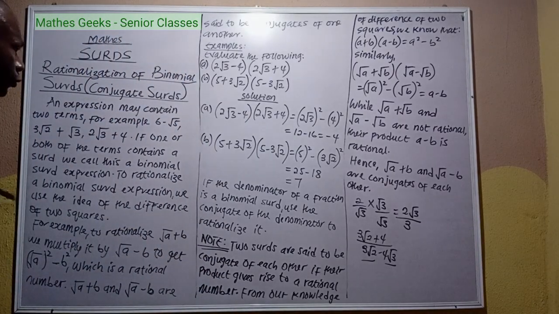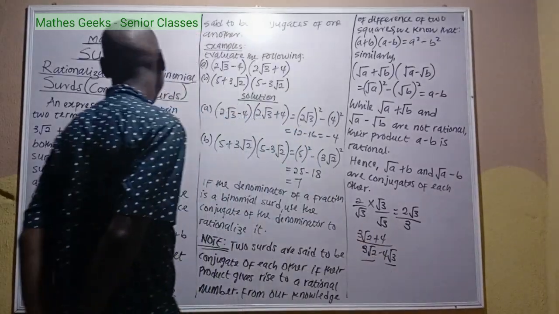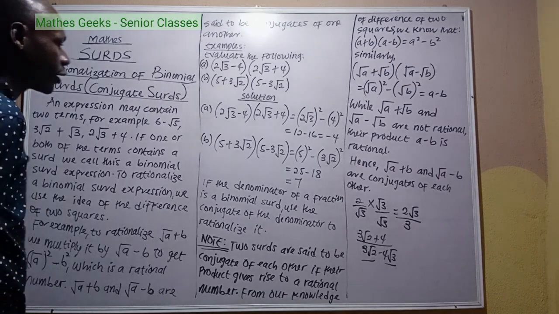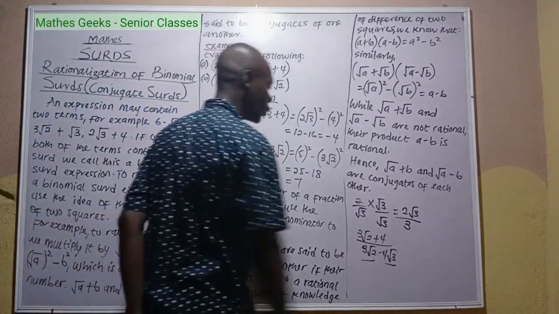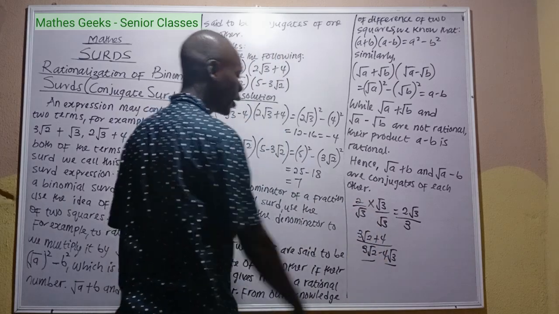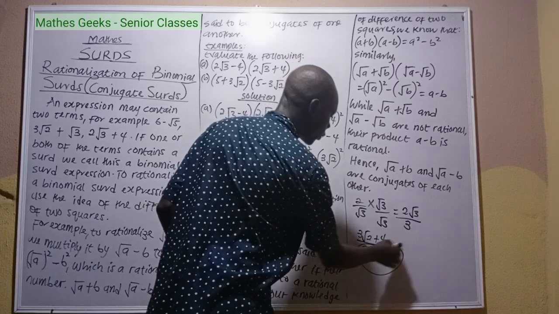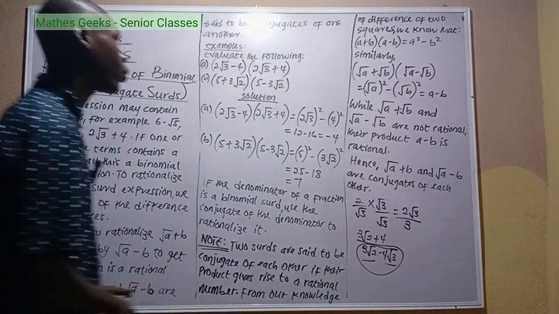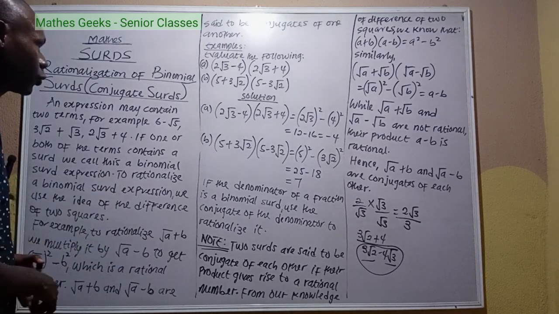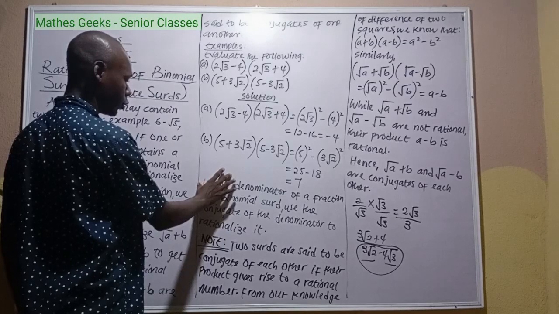Now, how do we go about simplifying binomial surds? We also use the process of rationalization, but in this case, we don't just rationalize just as we do if it were a single surd. Now, for us to be able to make this binomial surd a rational number, we need to use the idea of difference of two squares. That brings us back to what difference of two squares is. Now, note here, let's take our notes first of all.